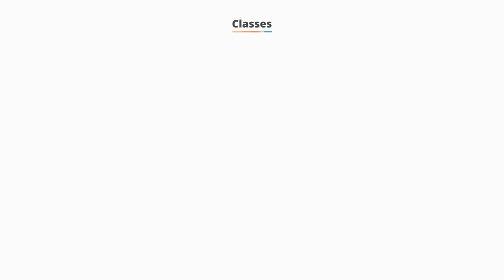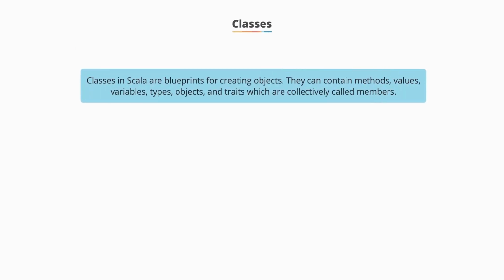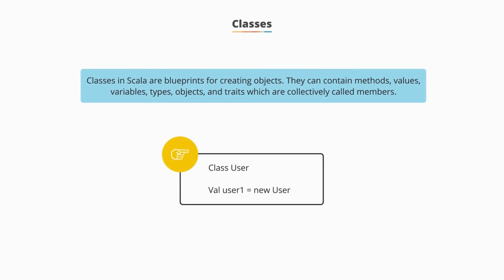Classes. Classes in Scala are blueprints for creating objects. They can contain methods, values, variables, types, objects, traits, and classes, which are collectively called members. A minimal class definition is simply the keyword class along with an identifier. Class names should be capitalized.